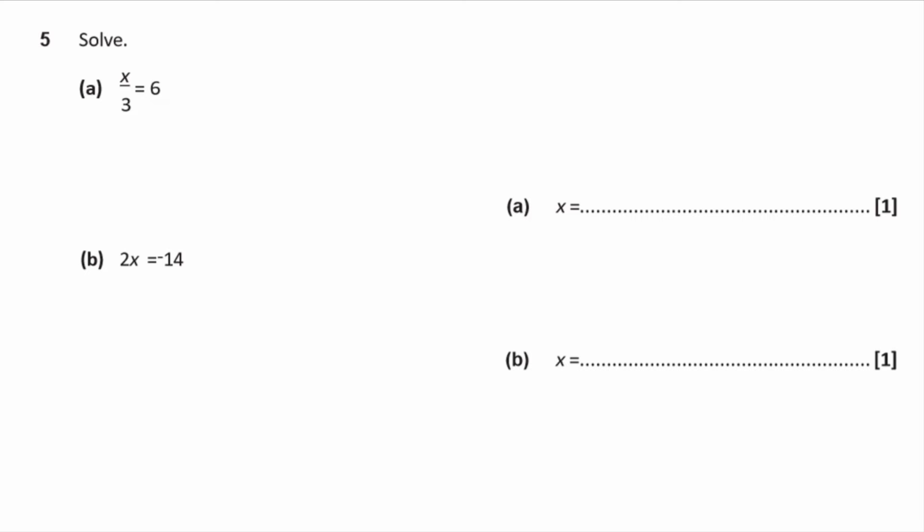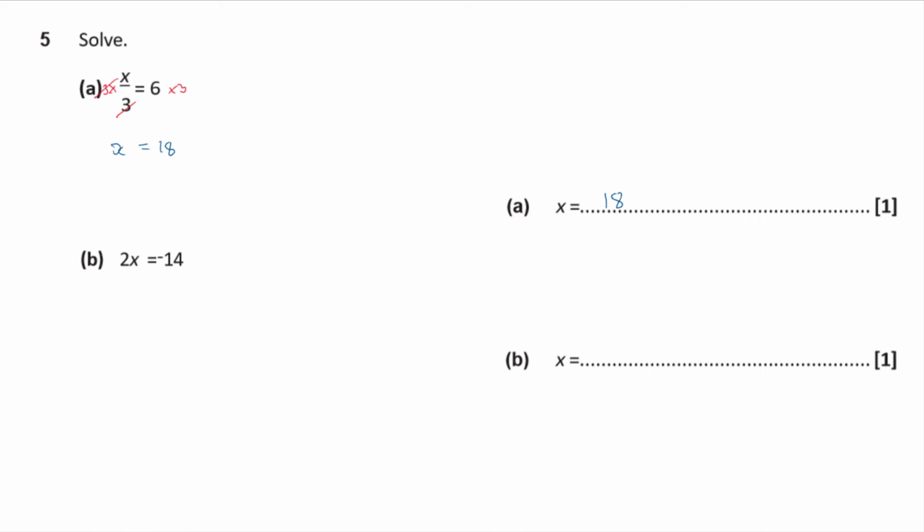Now, to solve these, we need to get x by itself, and to do that, I'm going to have to times both sides by 3. And then that will cancel with that, leaving me with x on the left, and then 6 times 3 on the right gives me 18. So I've got x is equal to 18, so that one's solved.